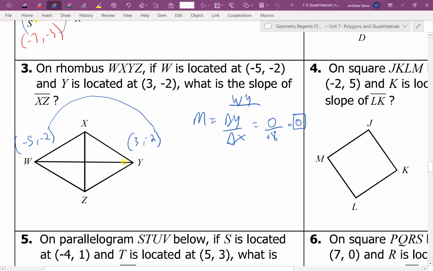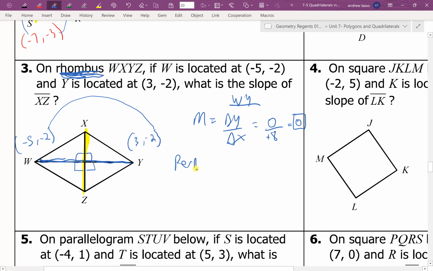And then what we have to do now is, these are not parallel lines, they are perpendicular. The reason they're perpendicular is because we have a rhombus, and one of the rules for a rhombus is that the diagonals must be perpendicular, right? So that's something we have to memorize in the rules, okay?